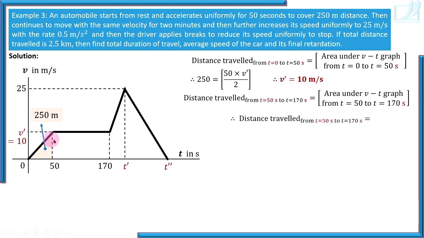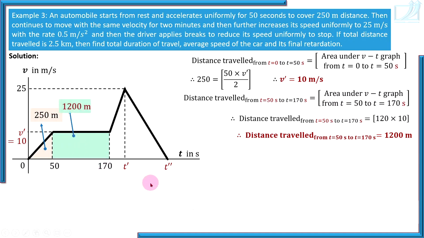So how much is that? This area, base 120, 50 to 170, and height is 10, and it is a rectangular area, so base into height. So this area we have found out. Area under VT diagram during uniform velocity motion is 1200 meters.